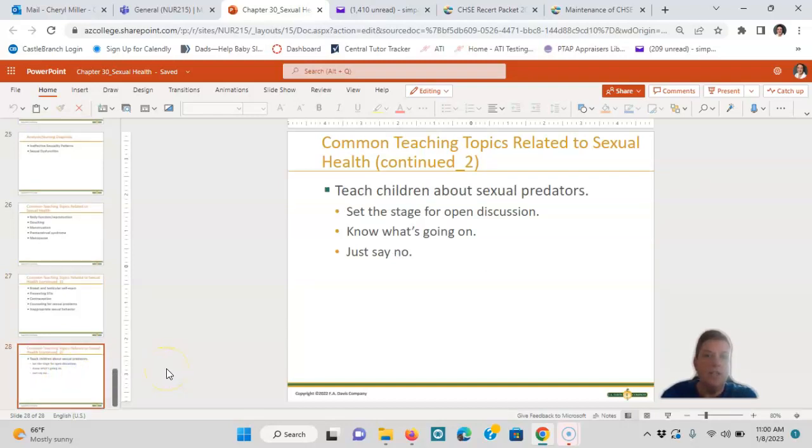And then teaching children about sexual predators, stranger danger, you know the deal. We do a lot of teaching around stranger danger, setting the stage for an open discussion, knowing what's going on, and that it's okay to say no, no matter who it is, if it's a family member or a new friend that you met. That's kind of the stranger danger talk. We talk a lot about that as well.